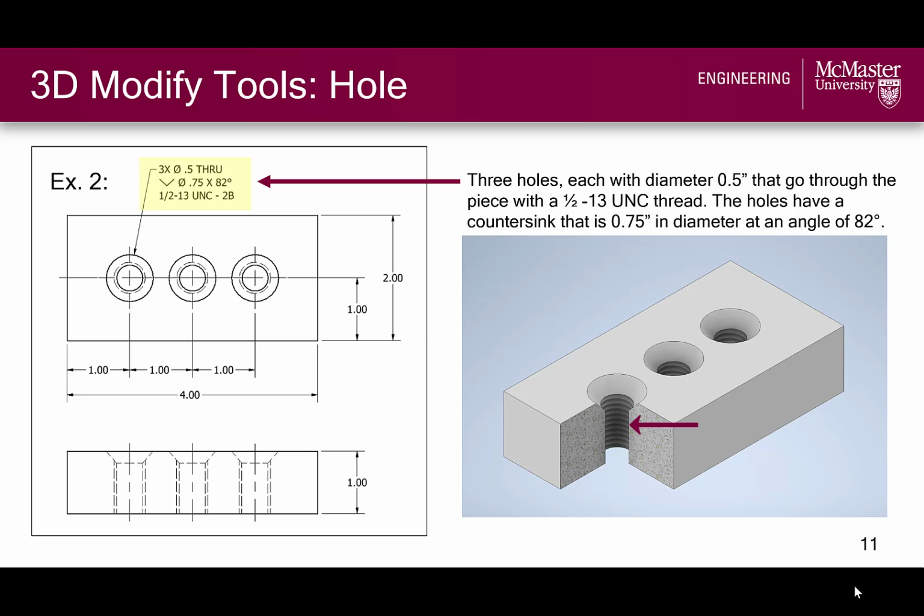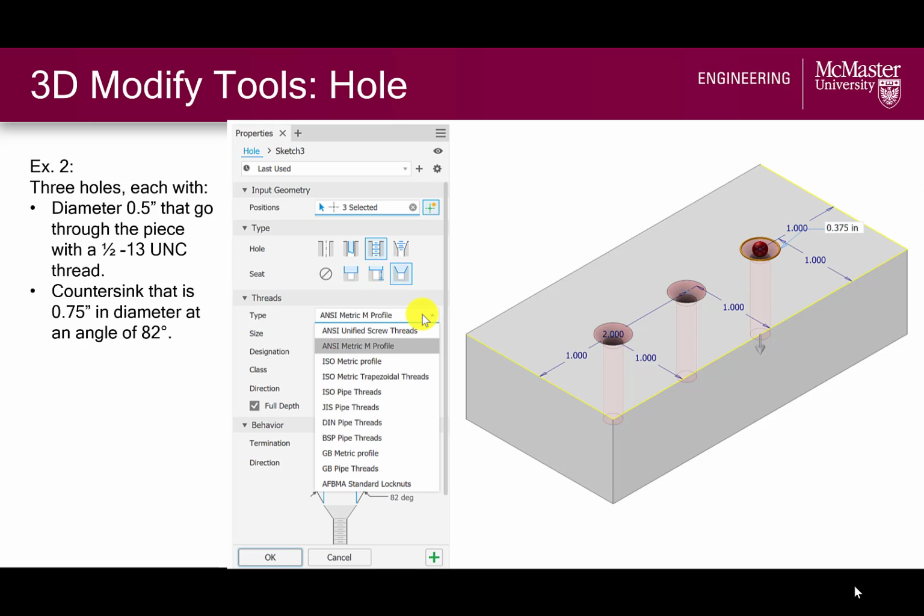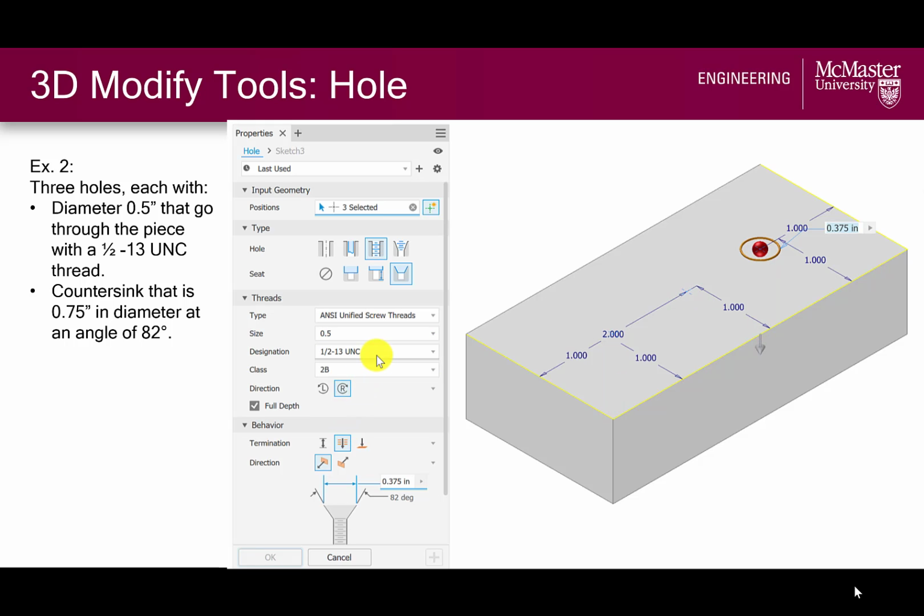The process of making these holes is much the same, but now we are specifying a countersink seat, and our thread type changes to ANSI unified screw threads for the imperial thread system. We again set our thread size and designation according to the hole dimensions we were given. These holes and the threading still go all the way through, so we select full depth through all termination. And then in the behavior section, we get to set the countersink diameter and angle.